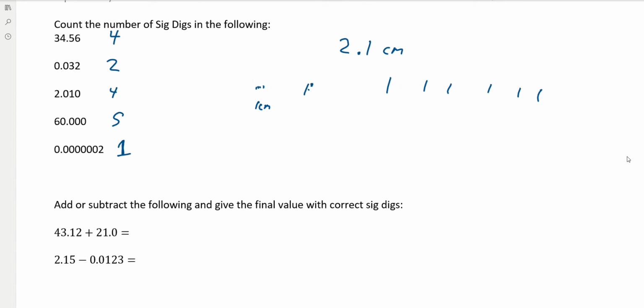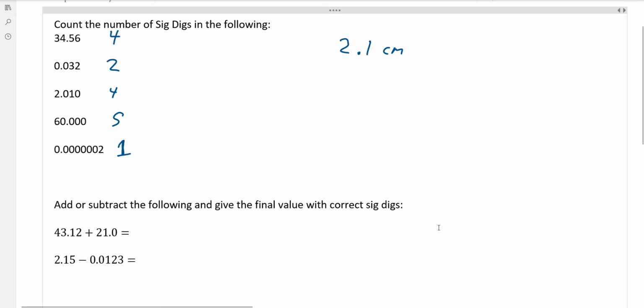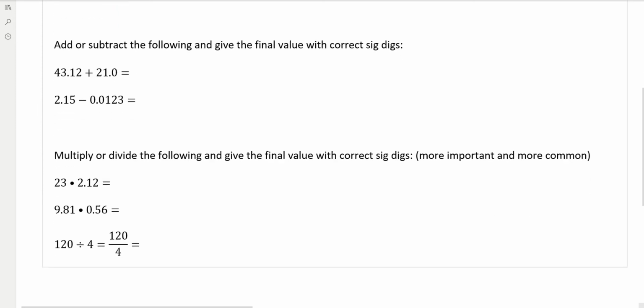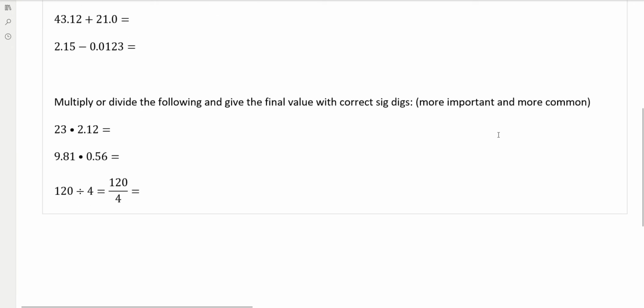And so because of that, we need to show it with sig digs. We need to know how many significant digits there are. And when we're multiplying, dividing, adding, or subtracting these things, it does make a difference. So let's take a look here. Add or subtract the following and give the final value with correct significant digits.